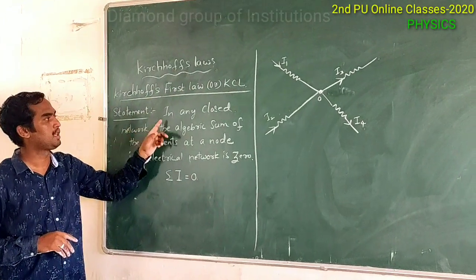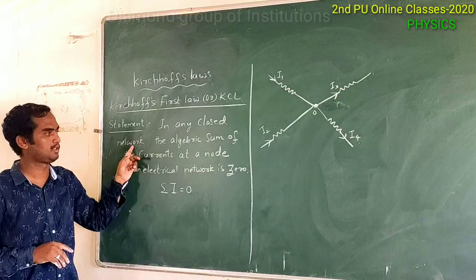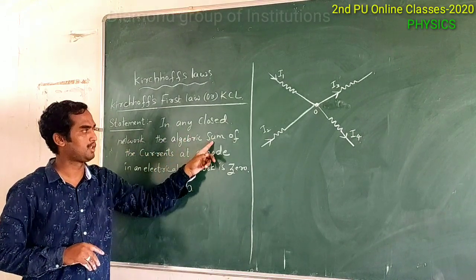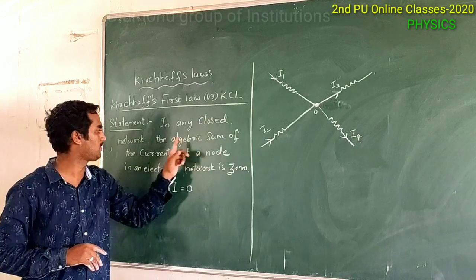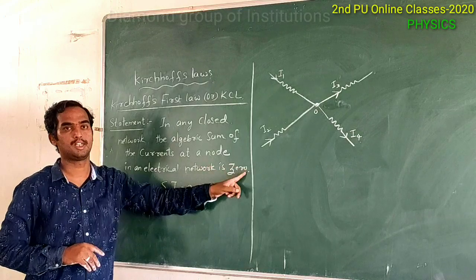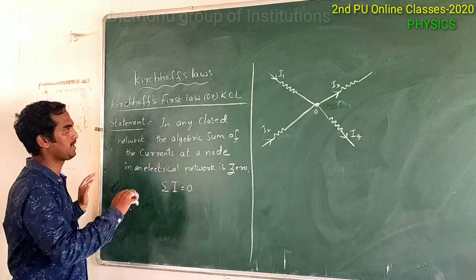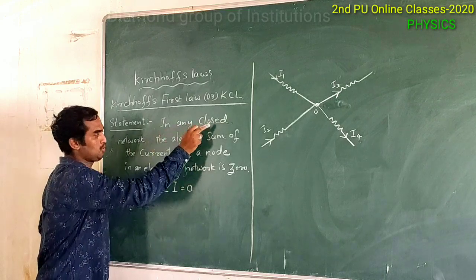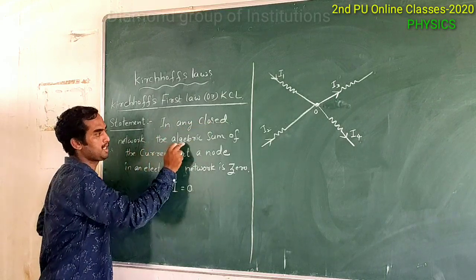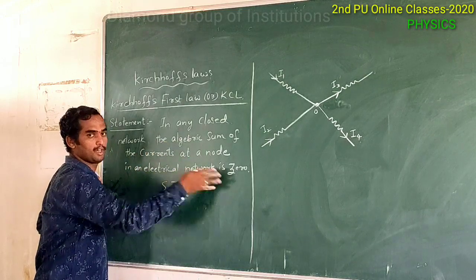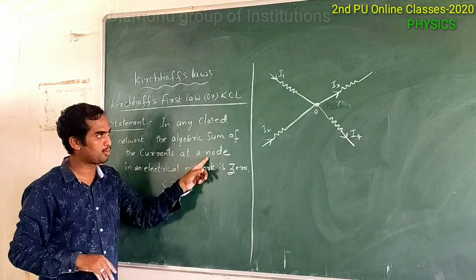See the statement: in any closed network, the algebraic sum, that means the total sum of the currents at a node in an electric network is 0. Once again, I am repeating the statement. In any closed circuit, in any closed network, the algebraic sum of the currents at a node in an electrical network is 0. What is meant by a node?